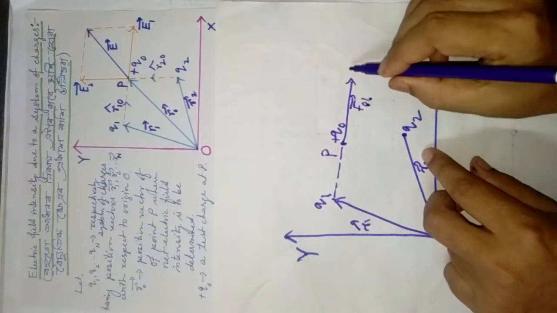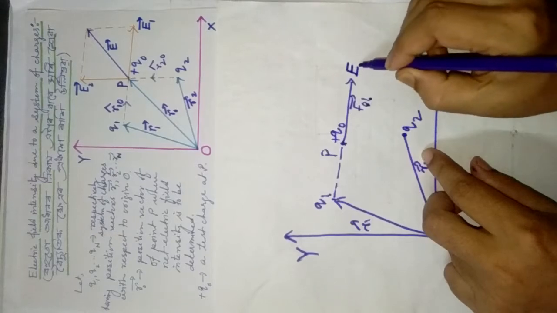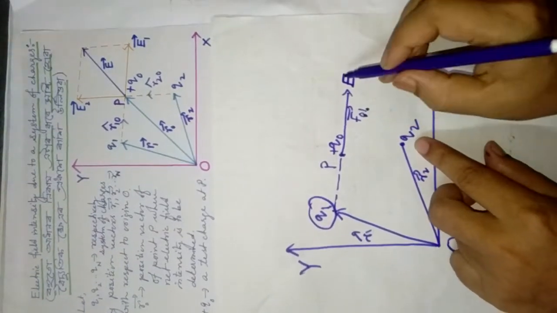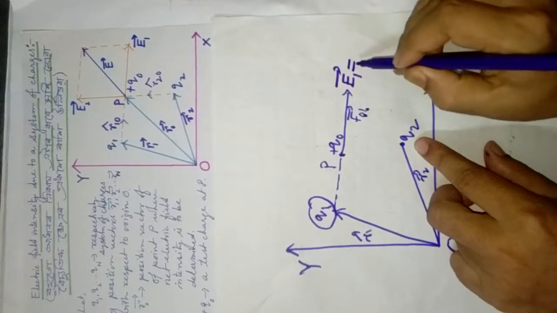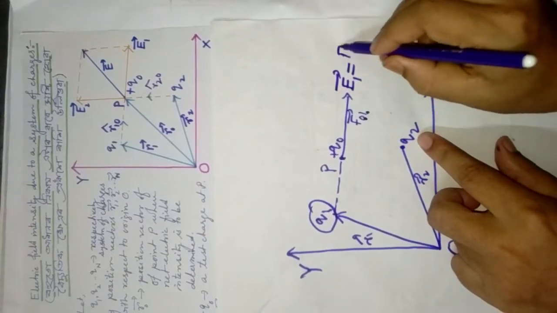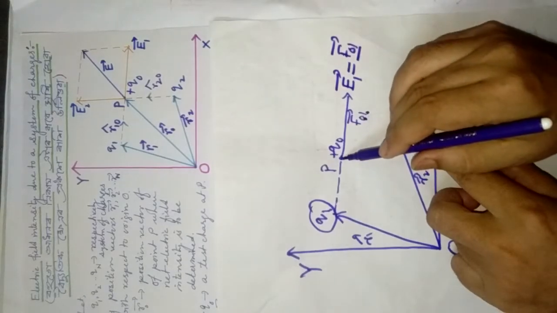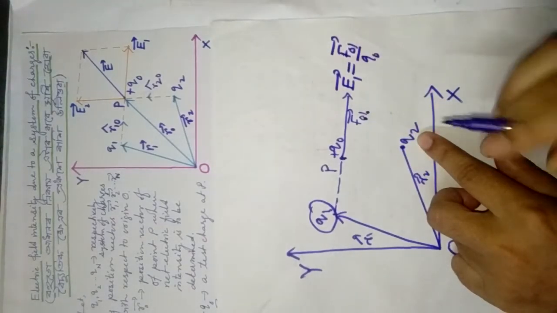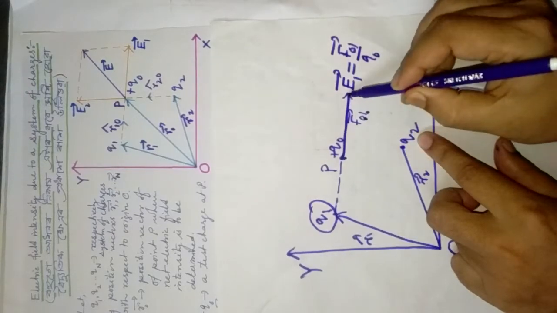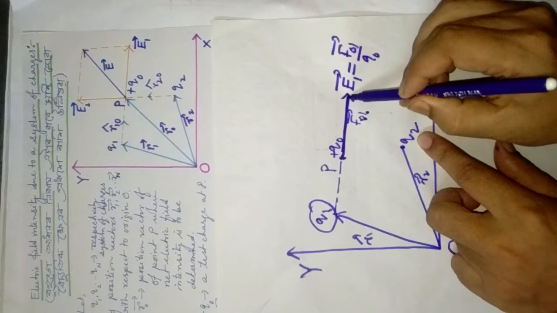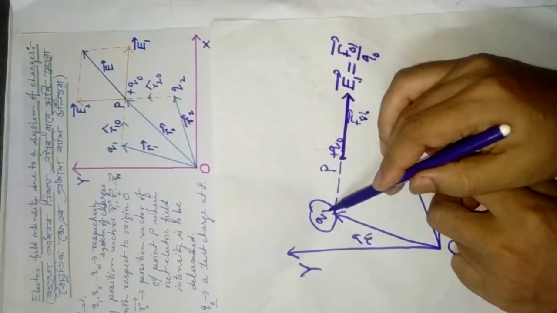Now what will be the electric field intensity due to charge q1? Electric field intensity E bar equals F01 divided by, per unit test charge, q naught. That means the electric field intensity will also be along the same direction as the force. This is the electric field intensity E1 due to charge q1.